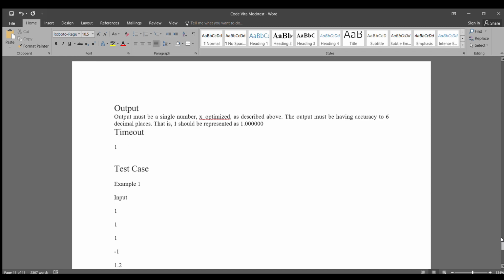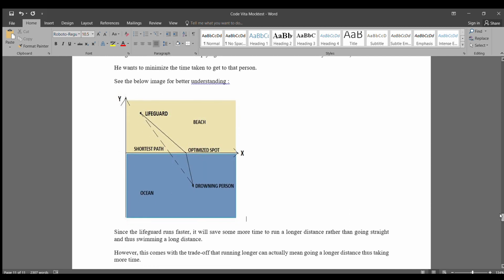Okay, now what should our output be? We are going to provide them with this optimized spot. What do you mean by optimized spot? That spot from which to which if a lifeguard runs, and from which point if he starts swimming, then he can minimize the time. So we have to find such a spot which he will encounter on this x line, and if he moves through that spot, then he will minimize the time. Okay, now for a better understanding, let's move on to a little bit of more graphical part.